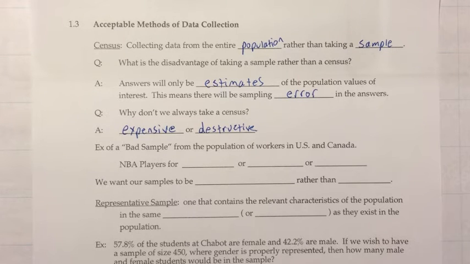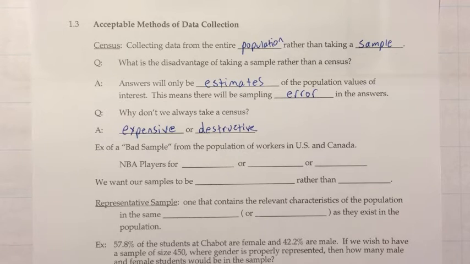So let's look at a bad sample from the population of workers in the United States and Canada. And I'm going to say my bad sample is NBA players. A lot of times I'll ask my class, is that a valid sample? And they'll say no, but it really is a valid sample. All that it takes for a sample to be valid is that everything in the sample is part of the population. But whether it's a valid sample and whether or not it's a good sample are separate questions.